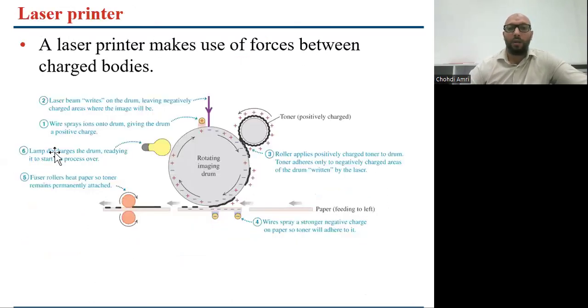An example of this is the laser printer, where there is a force between the charged bodies.